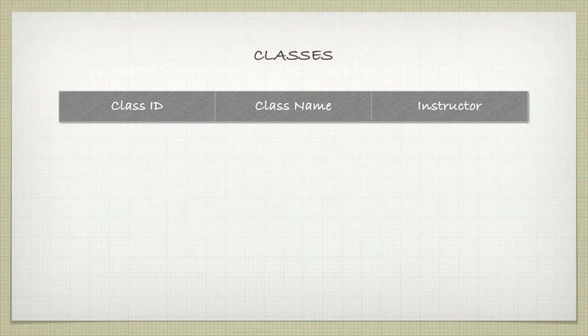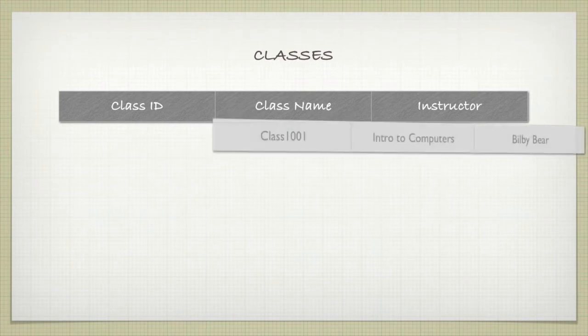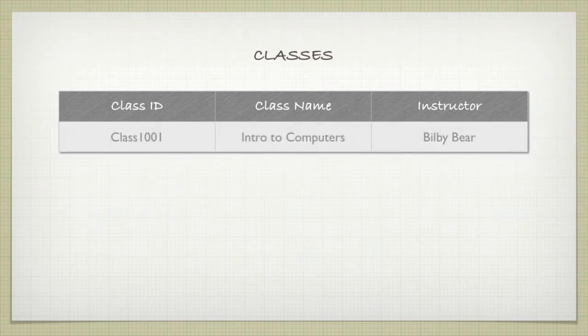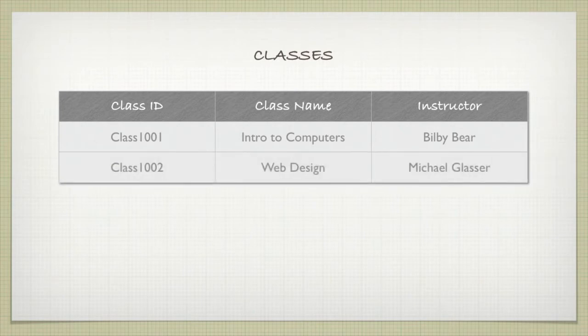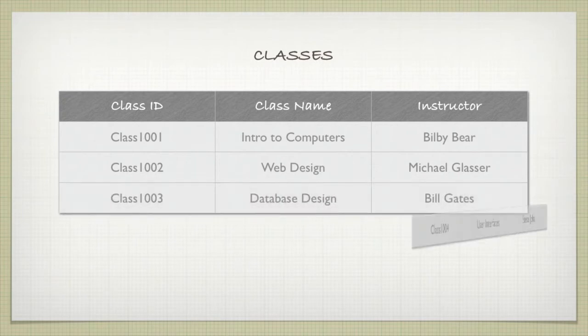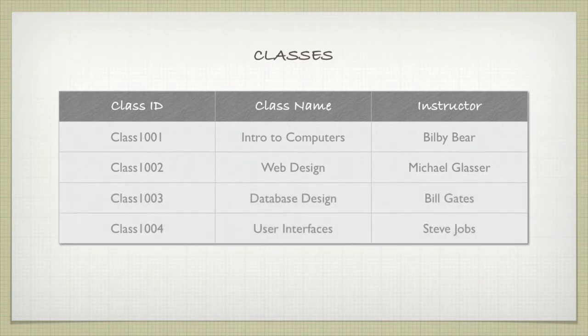Similar idea with classes. If we have a table here with the class ID, the class name, and the instructor, we might have class 1001 Intro to Computers by Bill Baer, class 1002 Web Design by Michael Glasser, and then class 1003 and class 1004 Database Design and User Interfaces by Bill Gates and Steve Jobs. Again, you could have class names that are the same. One instructor might teach more than one class, or you might have instructors with the same name. But if we look at the class ID, that we can make unique, and so we know that is unique.